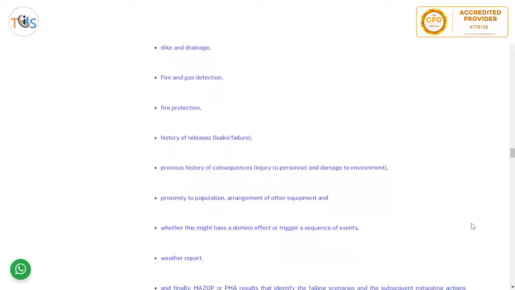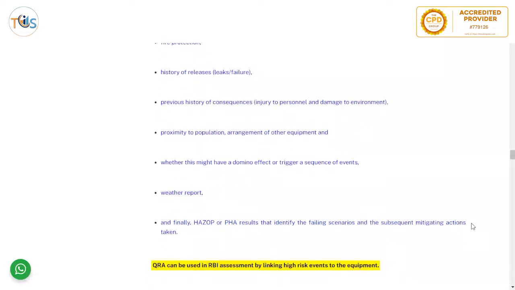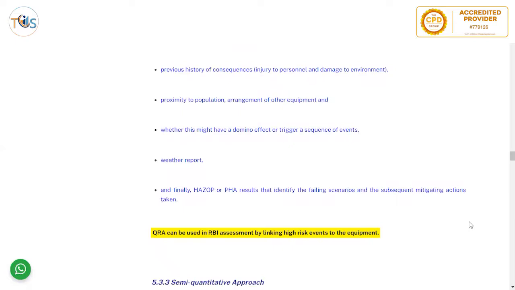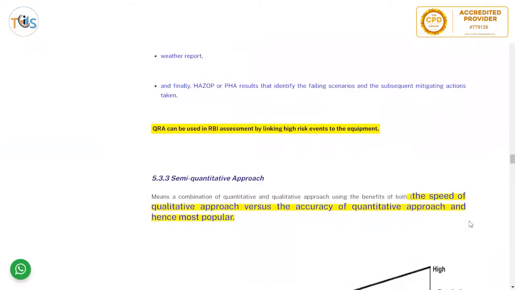For example, dike and drainage, fire and gas detection, fire protection, history of release, leaks, failure, previous history of consequences, injury to personnel and damage to environment, proximity to population, arrangement of other equipment, and whether this might have a domino effect or trigger a sequence of events. Weather report, and finally hazard operability analysis or process hazard analysis result that identify the failing scenario and the subsequent mitigating actions taken. QRA can be used in RBI assessment by linking high-risk events to the equipment.